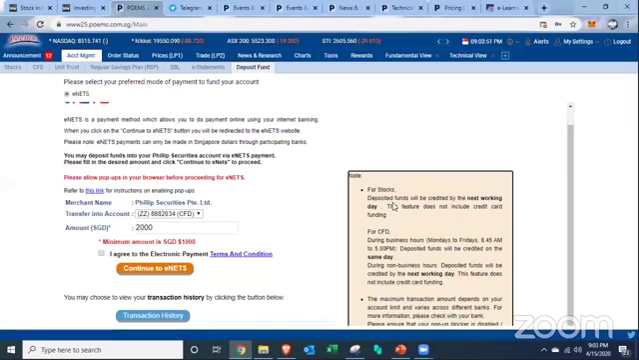So there's a difference. For stock, if you deposit using e-nets, the fund will be credited by the next working day. But for CFD, during business hours, the fund will be credited within the same day, but it will take a few hours for us to do the crediting. If it's after business hours, then the fund will be credited by the next working day. Okay.